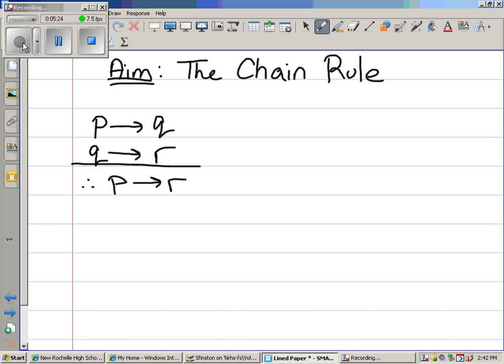You see it? Chain rule, transitive property. You can make this jump. P then Q, Q then R, then P then R. Let me give you a real-world situation where you might see such a rule. It's going to take me a minute or two, though, so I'm going to need time to write it down.